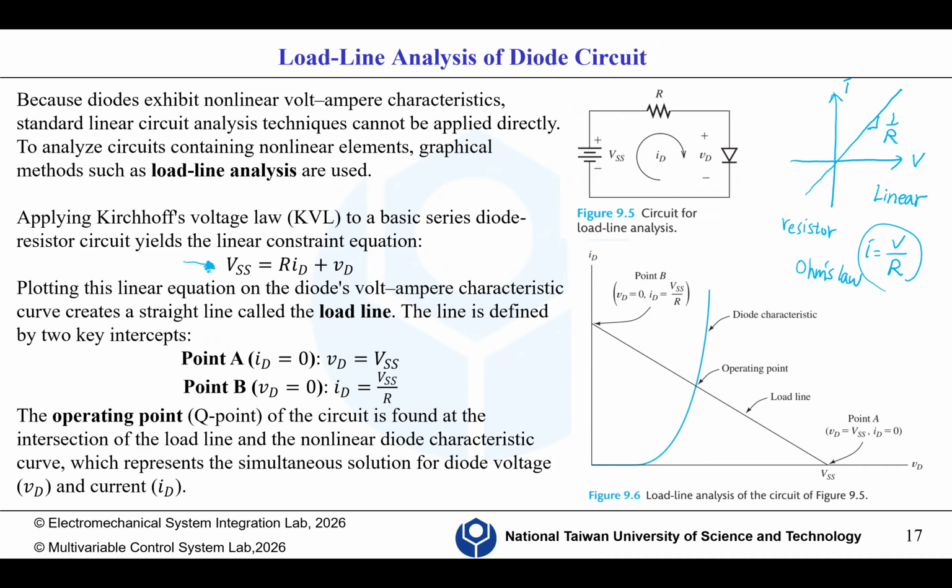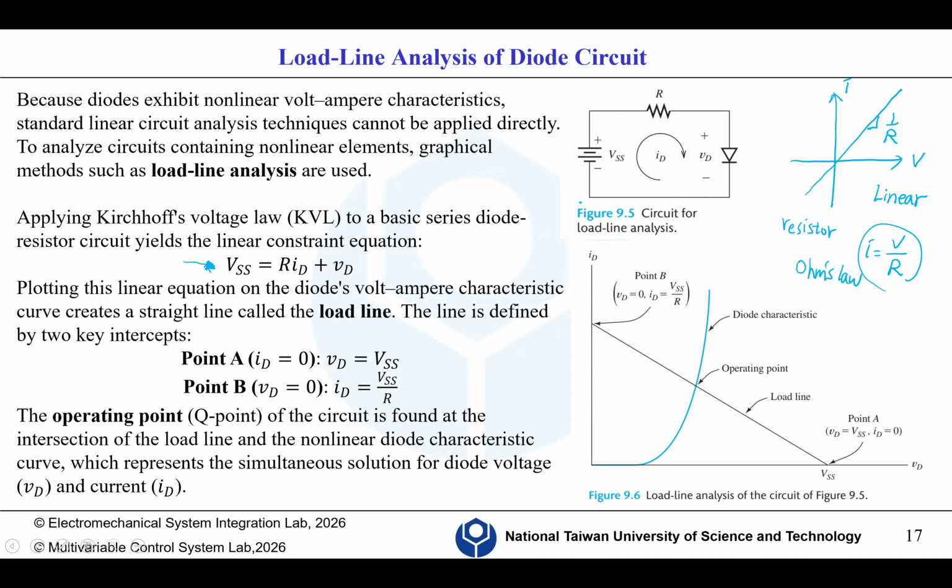This equation is built by KVL, and it always needs to be satisfied no matter what kind of electric element is in the loop. So where does it come from? KVL says that the summation of the voltages of the elements within a loop is zero.